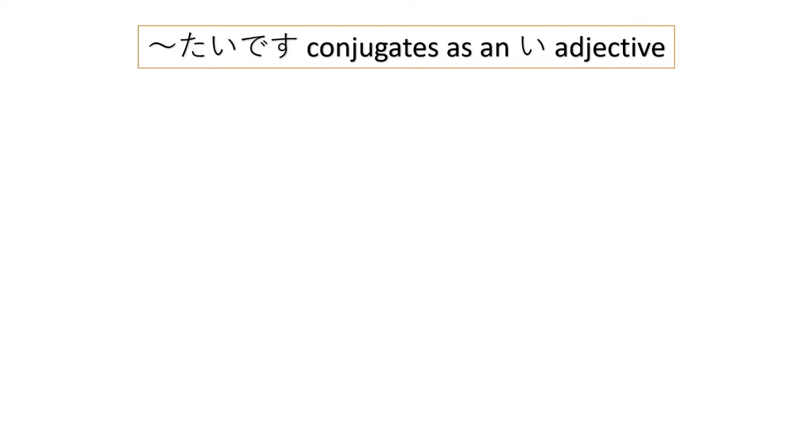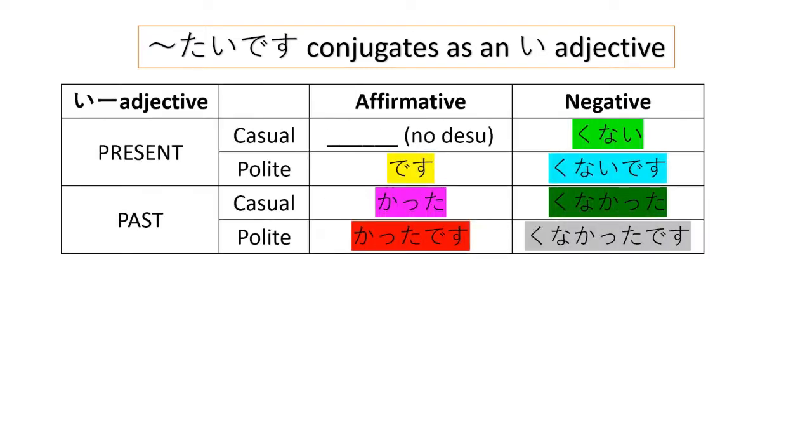Of course, tai desu can be conjugated as an i-adjective because it is, of course, an adjective. So here we have the conjugations for the i-adjective. So we have the plain form, desu is dropped. Then we have desu, kunai, kunai desu, katta, katta desu, kunakatta, kunakatta desu.